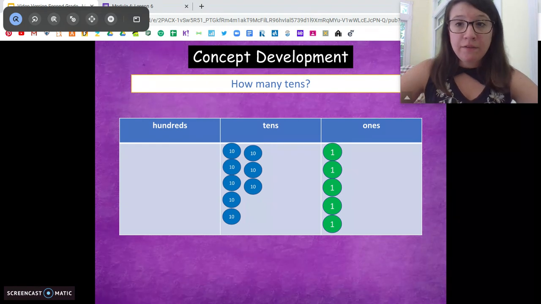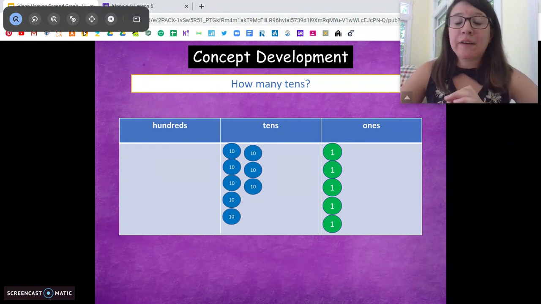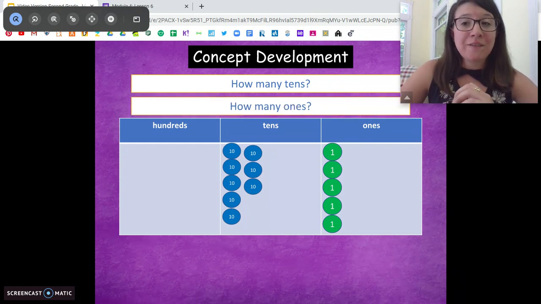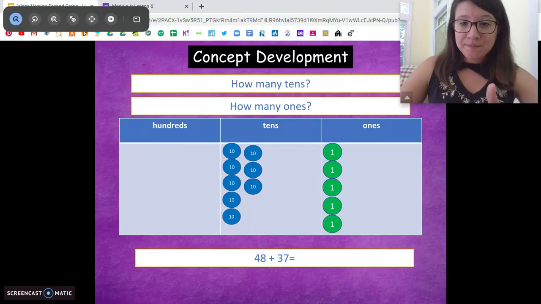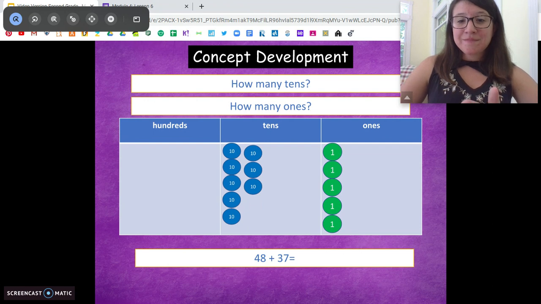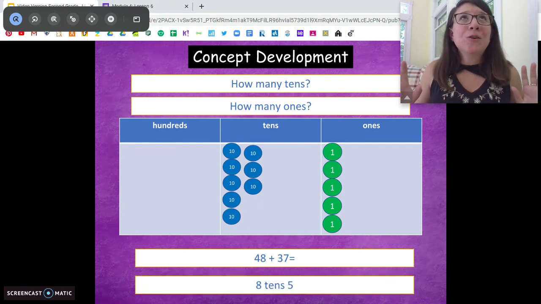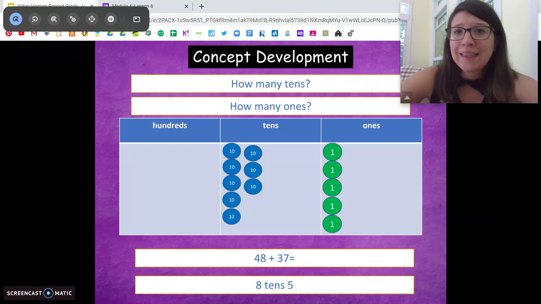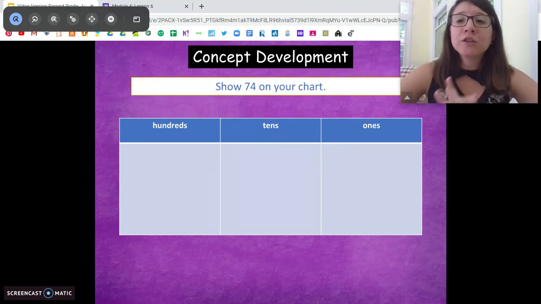How many 10s do we have? 8. Very good. And how many 1s? 5. Good. So 48 plus 37 is, say it the 10 way, 8 10s 5. Awesome job. 48 plus 37, that's two crazy numbers to just add, but you just did it, just like that. So excellent job. Let's do one more.